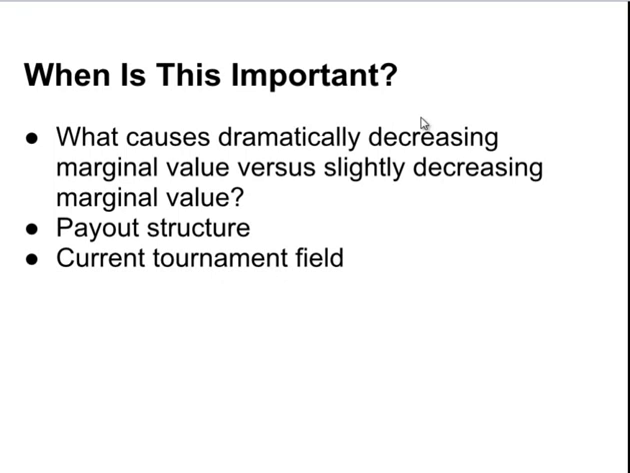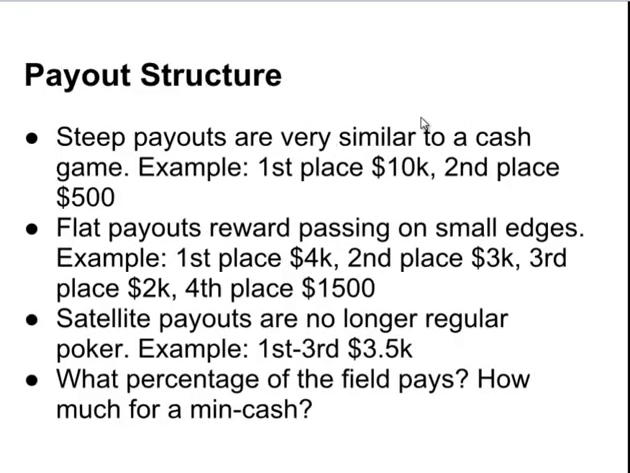How the chip stacks are actually arranged. Are they all even? Are the chips unevenly distributed? How are people playing? Is the tournament playing quickly and aggressively, or is it like a slower structure? Factors like that. All right. So there are three main types of tournament payout structures, which are steep payouts, flat payouts, and satellite payouts.